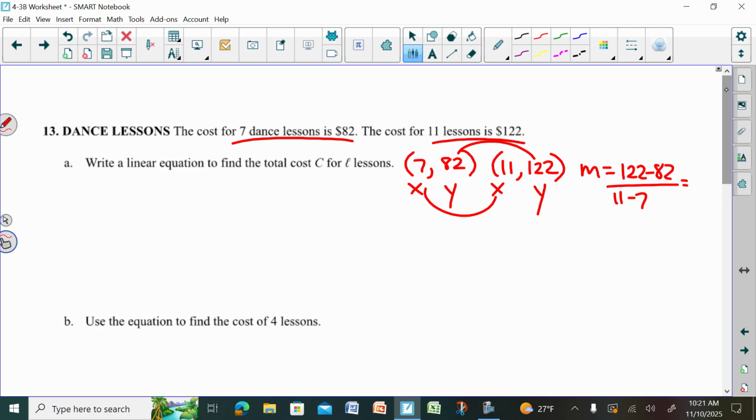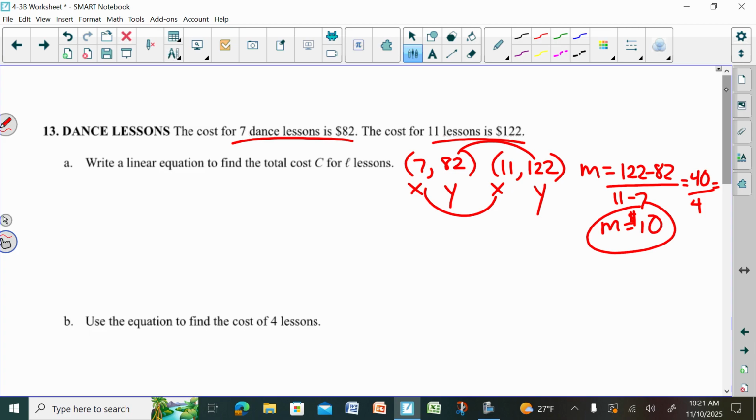I keep doing this, squeezing it right by the edge of my board. So I'm going to keep going here. 122 take away 82 is 40. And 11 take away 7 is 4. So my slope is 10. And what that means in this case, it's going to be $10 per lesson. But if it was just $10 per lesson, my lessons for 7 lessons would be $70, right? So there's a per charge as well.